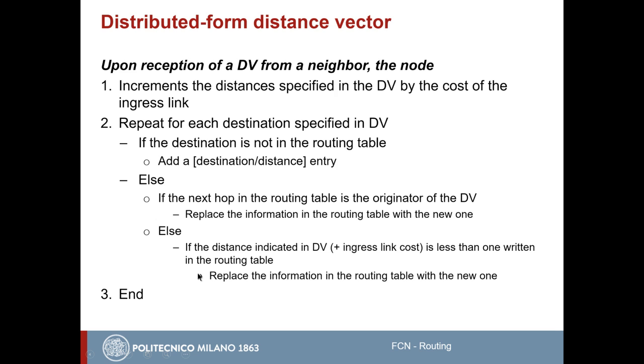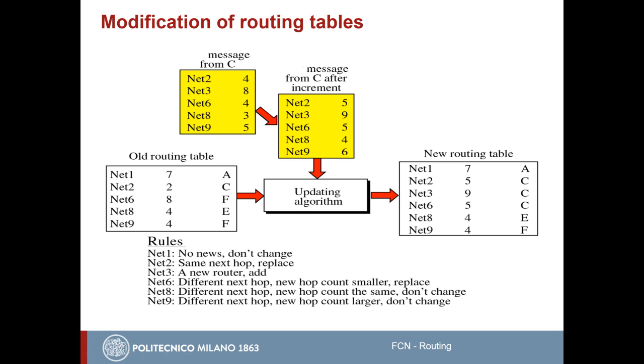Last case, the destination is already in the routing table. The node who originated the distance vector is not mentioned as a next stop in the routing table. In that case, the node who received the distance vector must check the value of the distance. If this value is less than what is already written in the routing table, then the node has to update the routing table. Otherwise, if it is more, the routing table is not updated. Okay, this is the process that is generated when a distance vector arrives to a node.